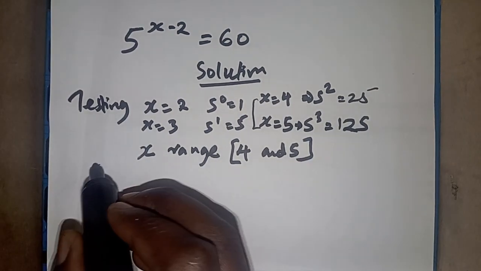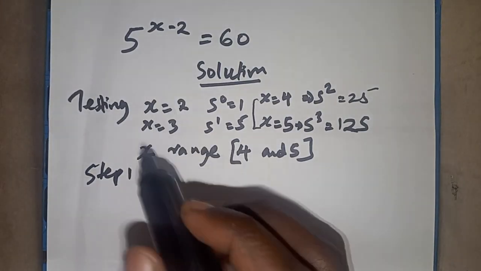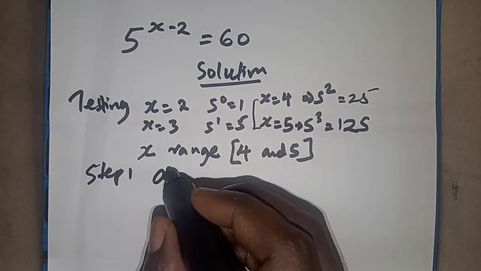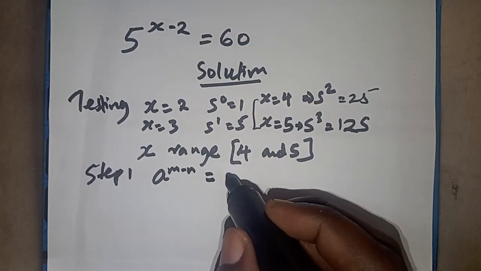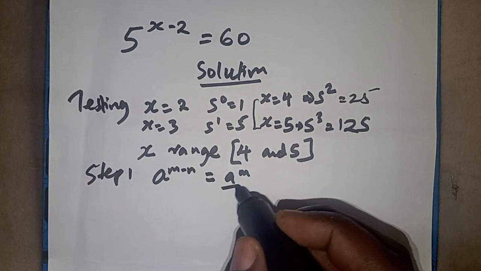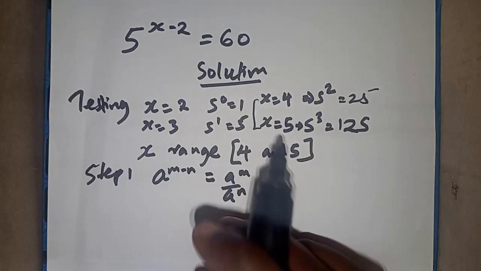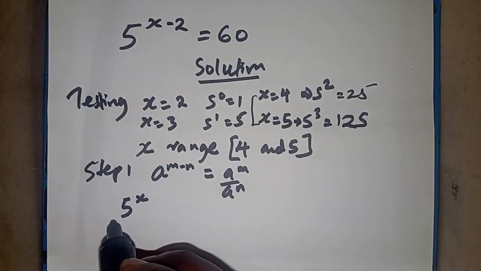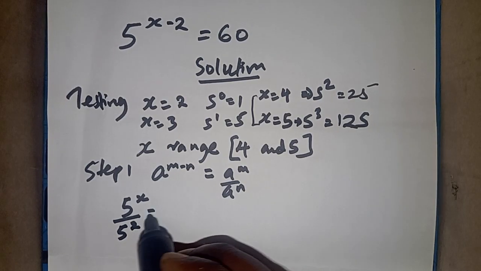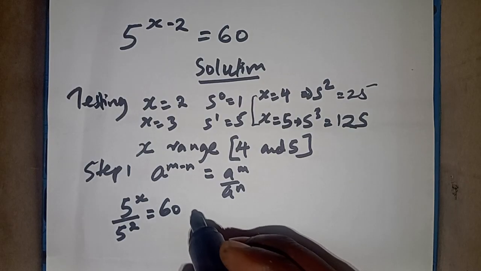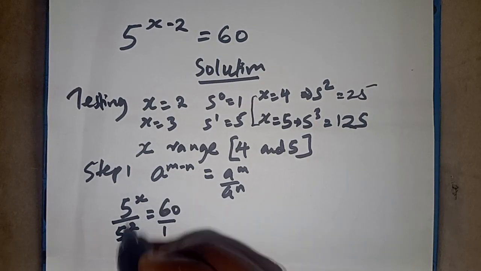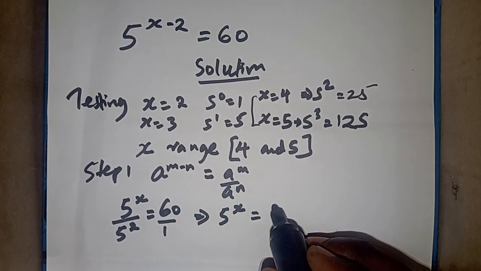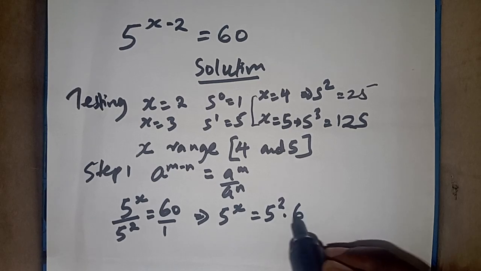So my first step: I'm going to recall the law of exponents, a raised to m minus n can be written as a to the power m over a to the power n. We are dividing. So rewriting this, I'm going to have 5 to the x divided by 5 to the 2 equal to 60. Cross multiplying, this implies that 5 raised to x is equal to 5 to the 2 multiplied by 60.